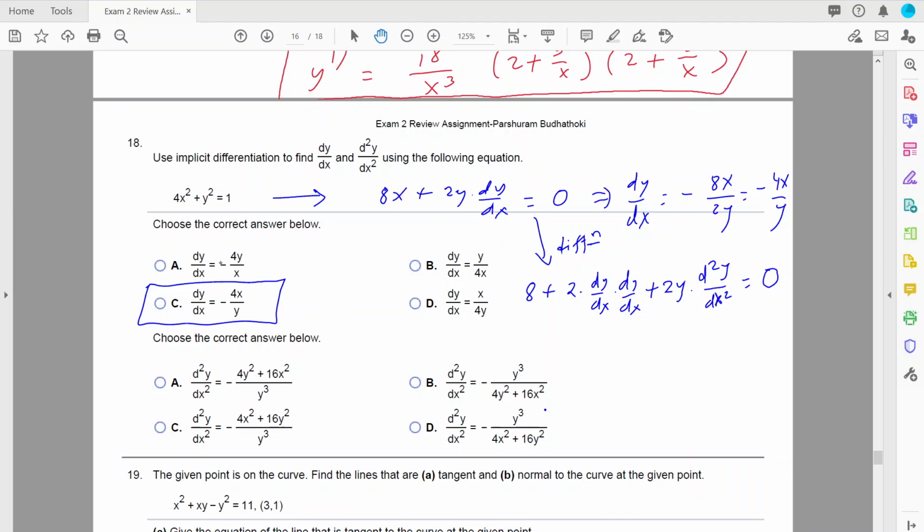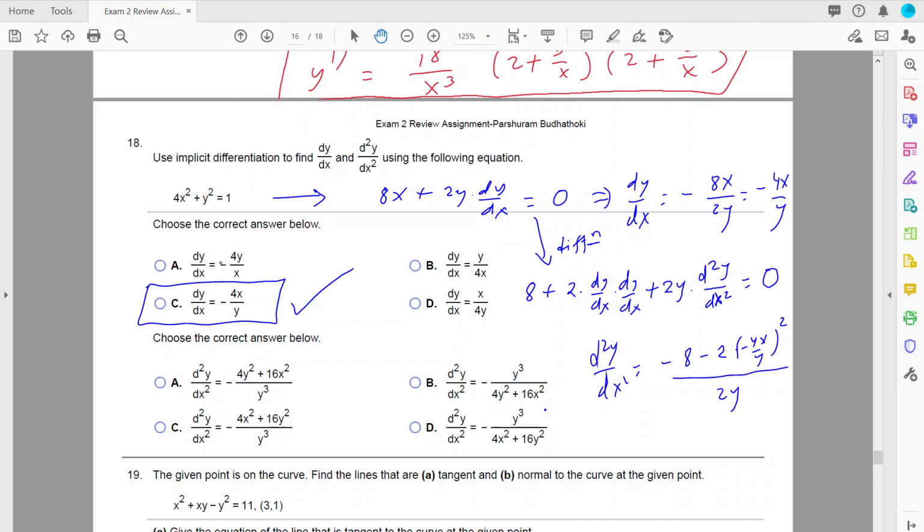So if I try to simplify this, d square y over dx square, this is what I'm going to get. I have to bring this 8 to the right side, and this negative 2 times dy over dx, so square of dy over dx. But we know that dy over dx is negative 4x over y, so that is what we're going to plug in, divided by 2y.